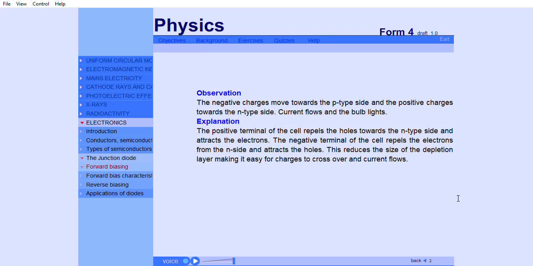Observation. The negative charges move towards the p-type side and the positive charges towards the n-type side. Current flows and the bulb lights. Explanation. The positive terminal of the cell repels the holes towards the n-type side and attracts the electrons. The negative terminal of the cell repels the electrons from the n side and attracts the holes. This reduces the size of the depletion layer, making it easy for charges to cross over and current flows.